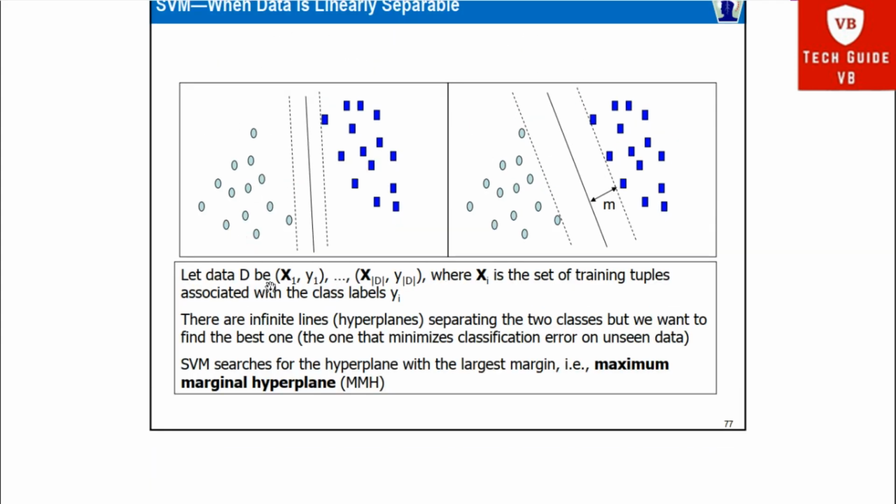So let data D be (x1, y1) up to (xd, yd), where xi is the set of training tuples associated with the class labels yi. There are infinite lines separating the two classes, but we want to find the best one, the one that minimizes classification error on unseen data. That is, the SVM searches for the hyperplane with the largest margin, that is the maximum marginal hyperplane.